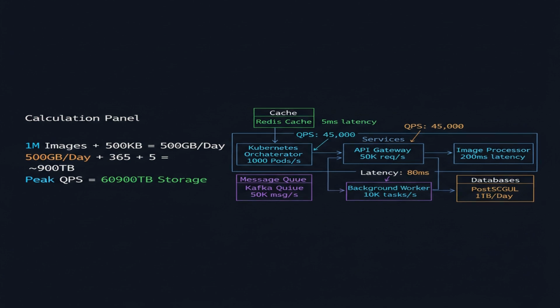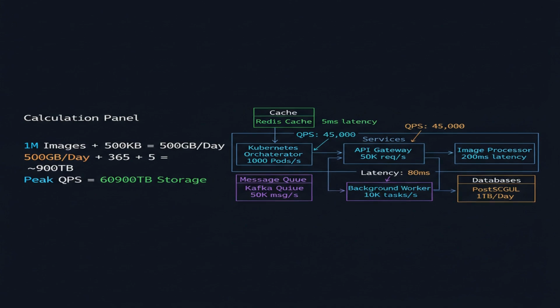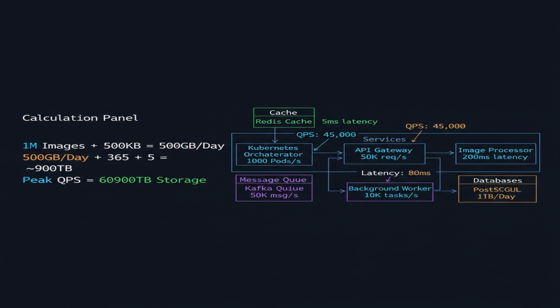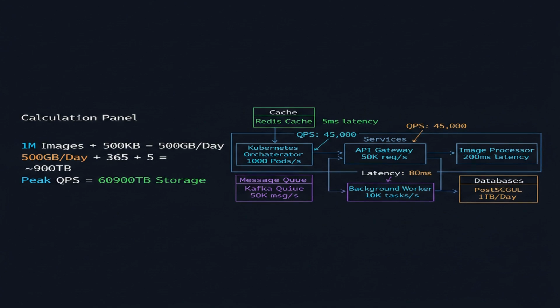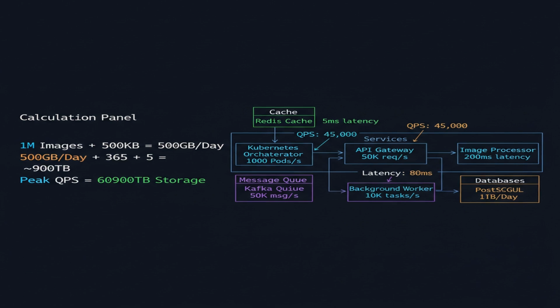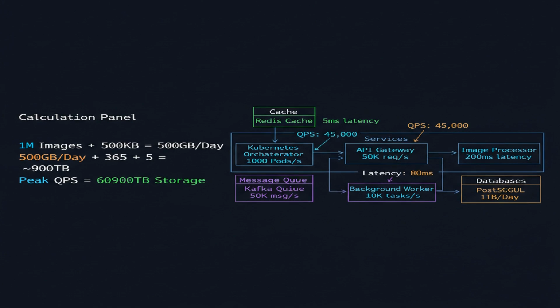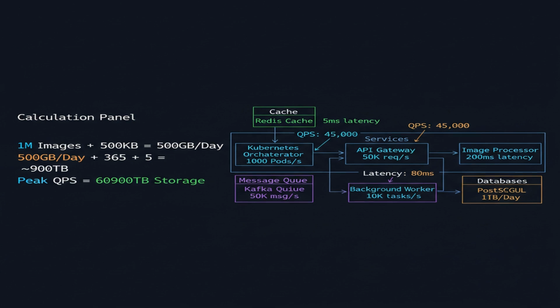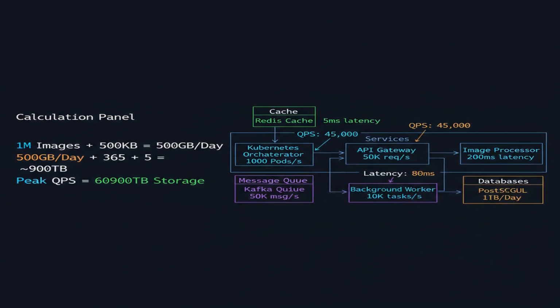Let's estimate scale. Assume 100 million daily active users, with 1% uploading a search image. That's 1 million image uploads per day. Each image is, say, 500 kilobytes. This gives us 500 gigabytes of new image data daily. For QPS, that's roughly 1 M requests divided by 86,400 seconds equals about 12 QPS on average. However, peak QPS can be 5 times higher, so around 60 QPS.